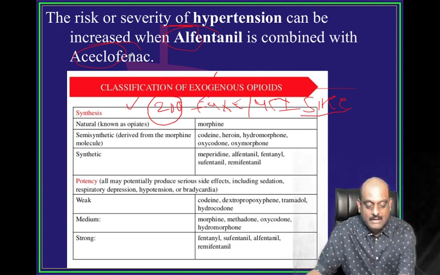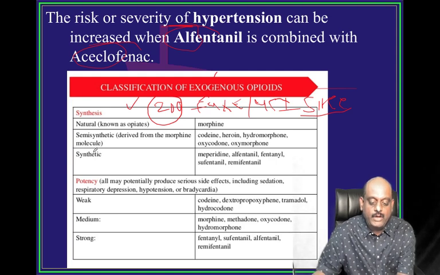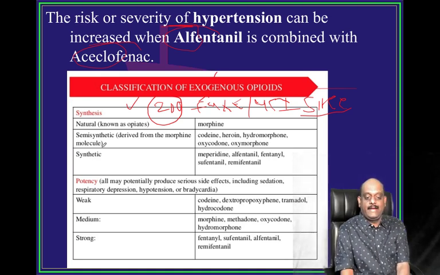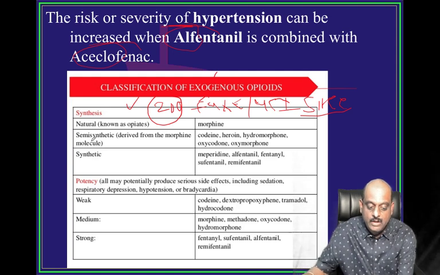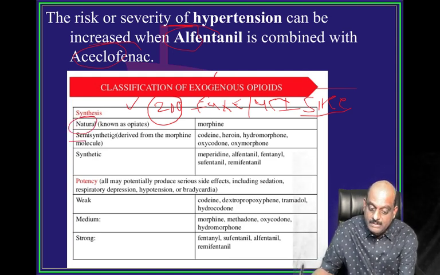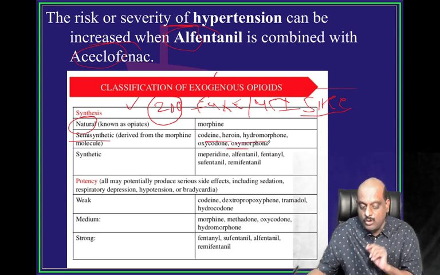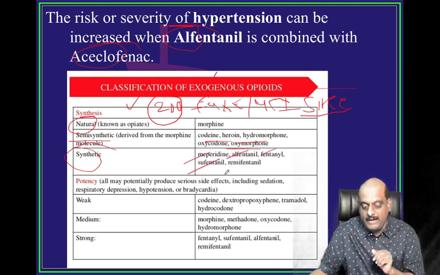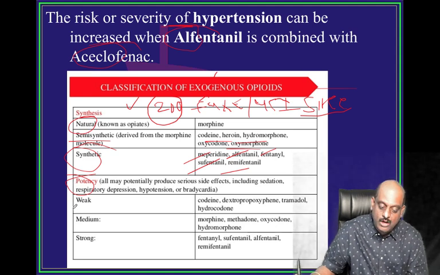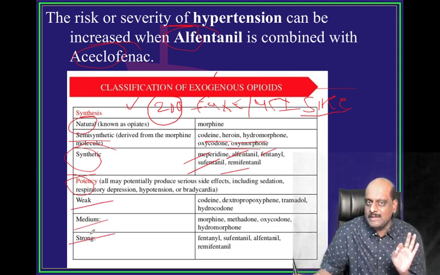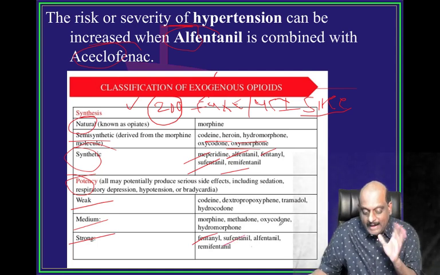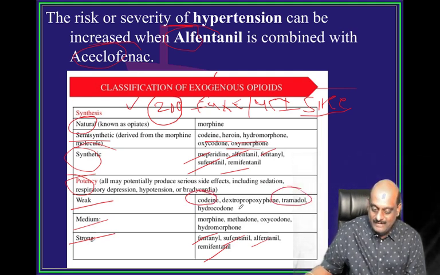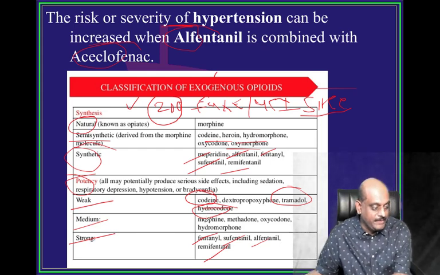Now doctor, you need to know that the classification of the opioids depends on various ways you can classify. Natural opioid: morphine. Semi-synthetic: codeine, heroin, hydromorphone, oxymorphone. Synthetic opioid: meperidine, alfentanil, fentanyl, sufentanil, remifentanil. Based on potency you call them weak, medium, strong. Strong are fentanyl, sufentanil, alfentanil, remifentanil. Weak are codeine, tramadol, hydrocodone, is what you need to remember.